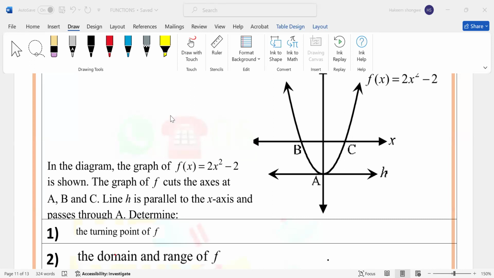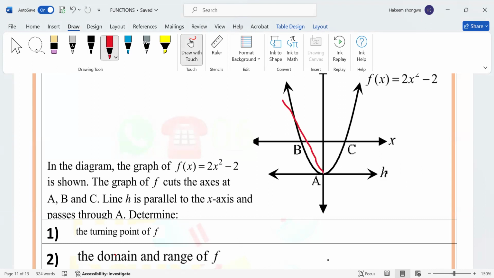So if they say to us, determine the coordinates of the turning point, when you come and check, where is this graph turning? This graph, if you look at it, was going down, going down, going down. After it gets here, it turns and then it starts to go what? So there's a place whereby the graph turns. Where is that place? At A. At A, the graph turned.